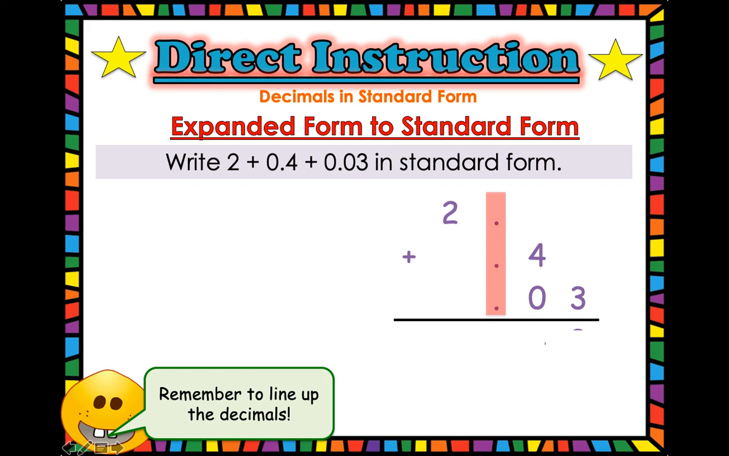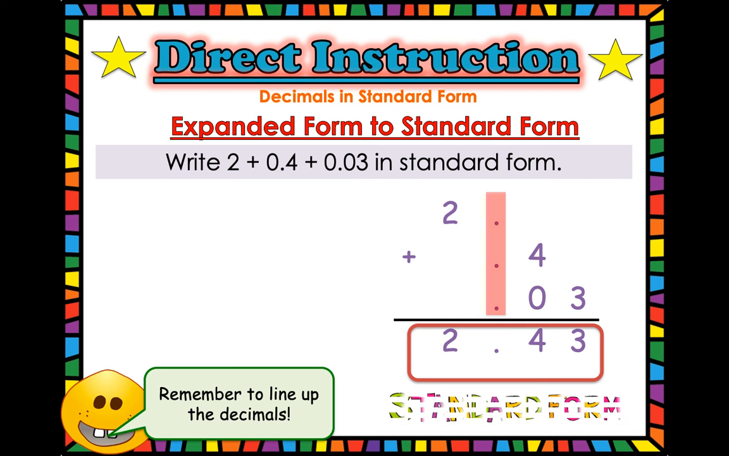You're going to throw in some zeros as placeholders if you like. You don't have to, because we know that there's nothing here. So we know it's going to be 0 plus 3, which is 3. This would be 0 plus 4 plus 0, which would be 4. We bring the decimal straight down, and then 2 plus 0 is 2. That's this decimal written in standard form: 2 and 43/100ths, okay? Or 2.43, but that's not how we read it.